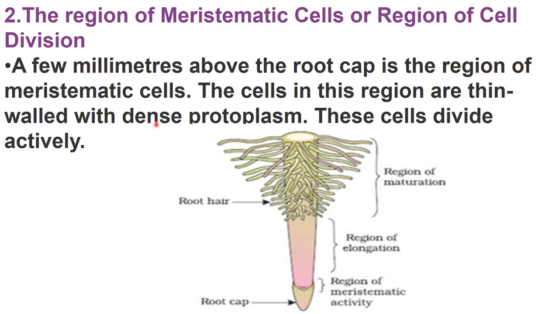So dense protoplasm and thin cell wall are present in the meristematic cell. So these features are found here also in the meristematic cells of the root. Okay. So these cells divide actively. So these divide at a very fast rate, right? So see here, only this region is the region of meristematic activity, just above the root cap.